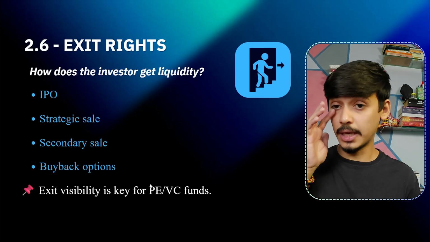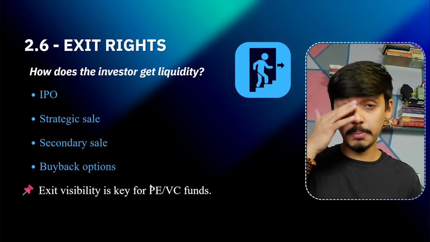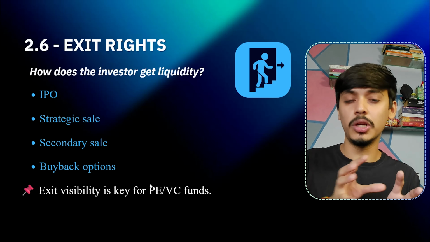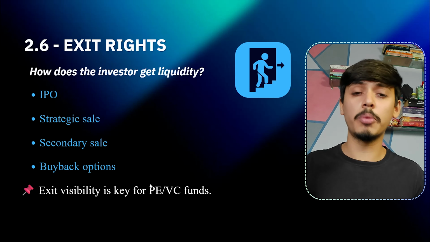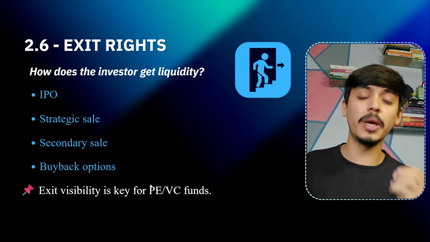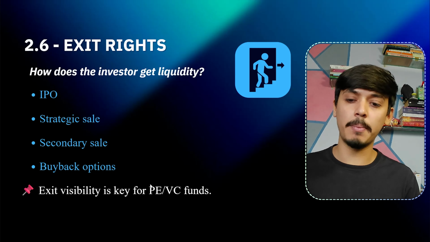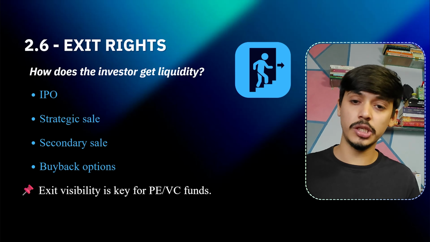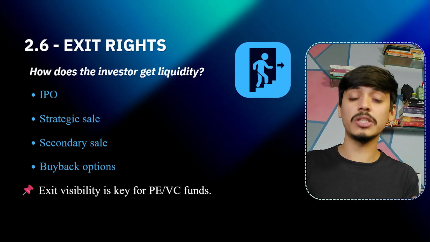For that, they need to understand how they are going to get their money back after a particular point of time. Is the company going to go for an IPO? Are they planning to sell to a bigger company? Or are they planning to sell a particular stake to other investors? Or are the promoters thinking to buy back the shares from the investor itself? Exit visibility is very key for private equity or venture capital funds, because they don't invest their own money. They have other investors who have given money to them, and those investors need returns.